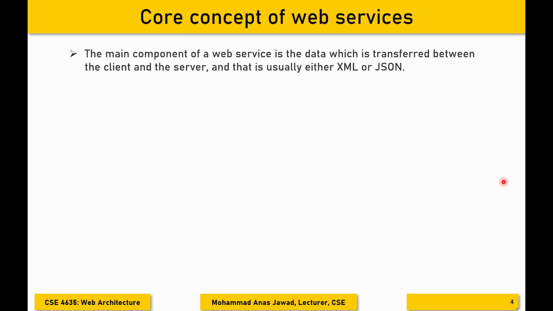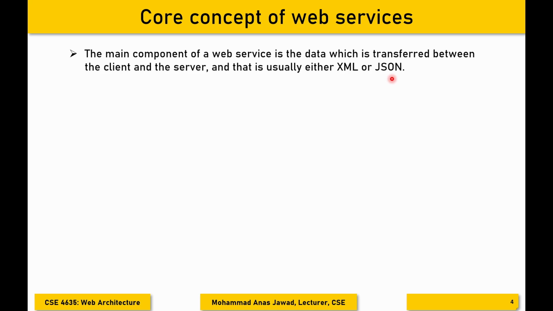Now, you probably have a lot of questions regarding how exactly applications that are written in different languages communicate with each other through web services. Don't worry, all those questions will be answered as we dive deeper into this lecture. So let's take a look at the core concept of web services. Now remember, the main component of a web service is the data which is transferred between the client and the server. That data is usually in the format XML or JSON.